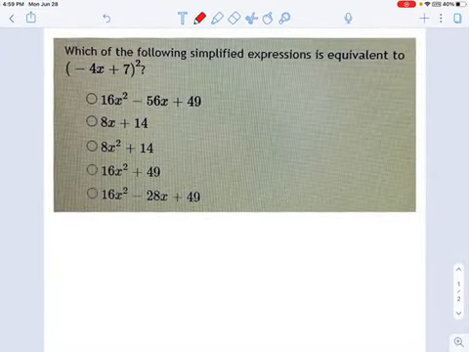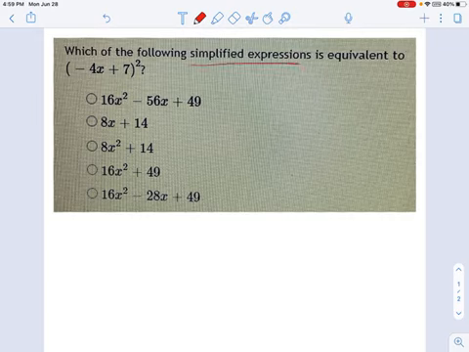In this problem, we're asked to identify the simplified expression in this list which is equivalent to this parentheses term here, negative 4x plus 7, and the whole thing squared. If you remember what that squared on the outside of the parentheses means, it's not as simple as just squaring everything that's on the inside of the parentheses, although you'll see that option in this list.